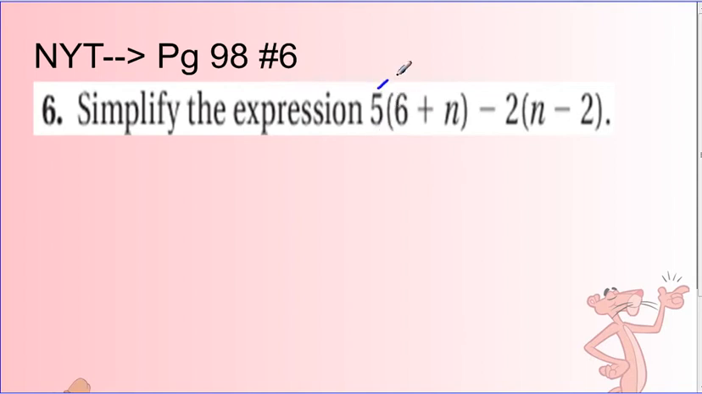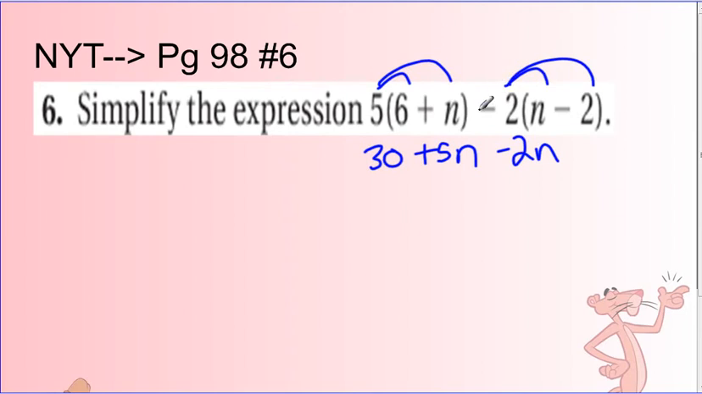Let's see, distribute, distribute, distribute, distribute. This gives us a positive 30. That gives us a positive 5n. Negative 2 times n is a negative 2n. Negative 2 times negative 2 is a negative 4. No, I lied. Positive 4. Negative times negative is positive. Signs are the same. Answer is positive.